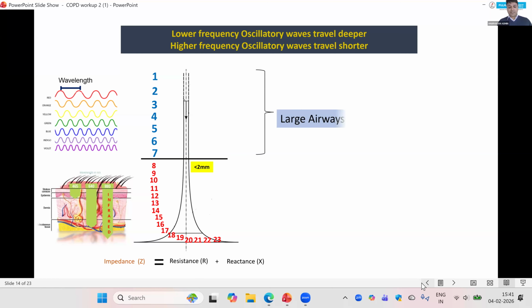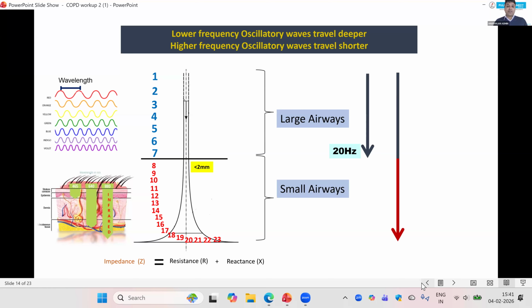variable frequencies in the airways when the patient is breathing at tidal volume. You can see that from 10 to 23 there are small airways, and up to 7 there are larger airways. We give a 5 to 20 hertz frequency. 20 hertz will not travel further, because the larger the frequency, the shorter the distance it travels. So that goes up to about the seventh generation of airways, and then 5 hertz will go deeper into the smaller airways.